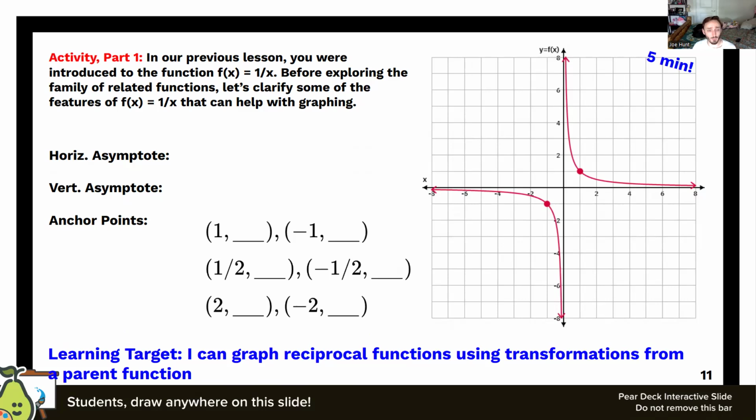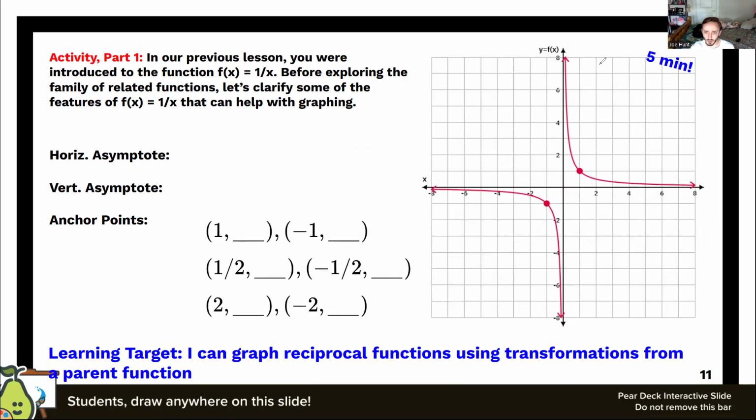What we're going to start to explore here are graphs of reciprocal functions where there may or may not be some transformations present. In our last lesson, we were working with 1 over x. And before we start talking about related functions with transformations, we want to continue to sort of work our way through analysis of these guys.